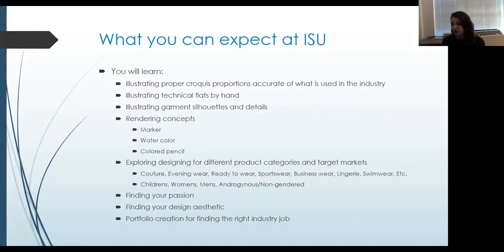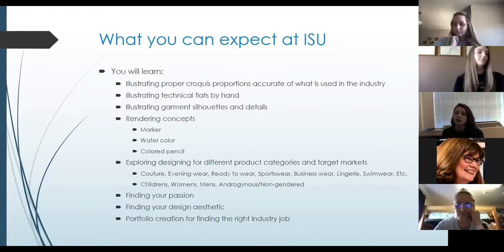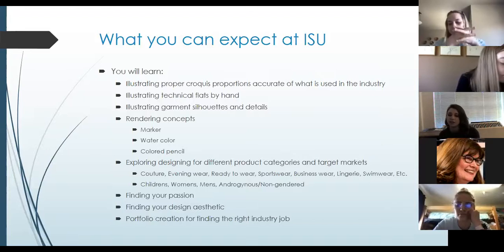So things that you can expect to learn here at Iowa State University. There's 2 different fashion illustration classes if you decide to come to Iowa State that you will get to embark on as a creative design student. There's 178, which is like an introduction to fashion illustration, and then 278, which is more of a portfolio style class. So you will get to learn illustrating proper croquis proportions, accurate of what is used in the industry. You'll get to learn illustrating technical flats by hand, which is also very indicative of what would happen inside of the industry as a creative or a technical designer.